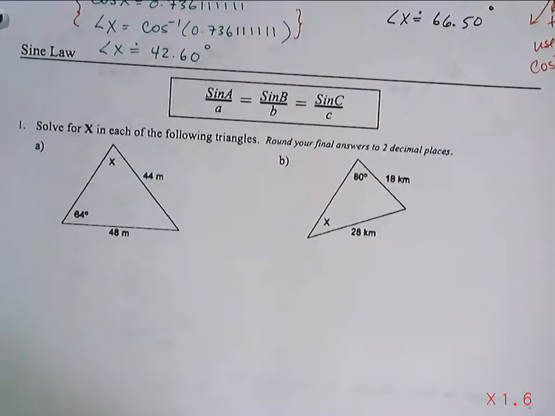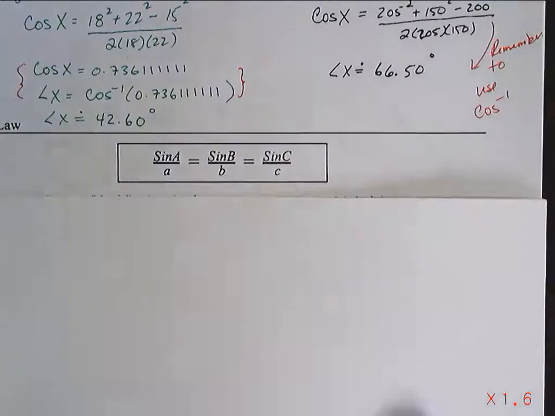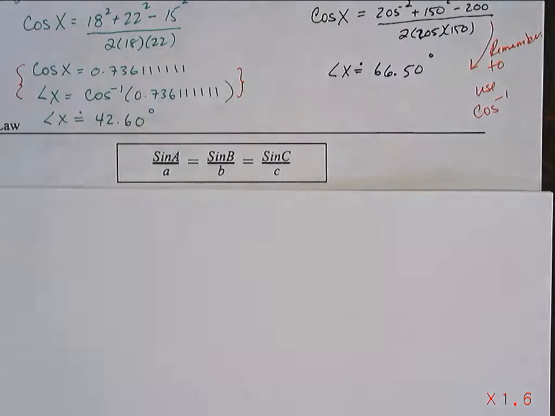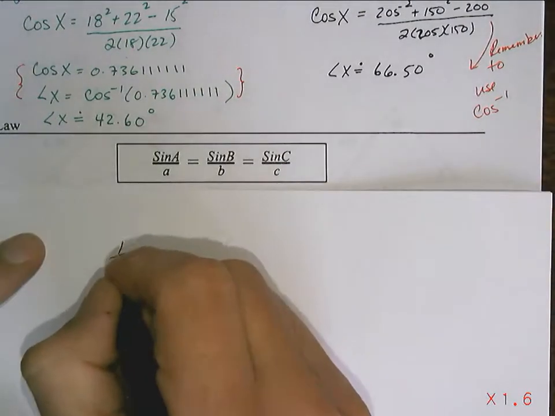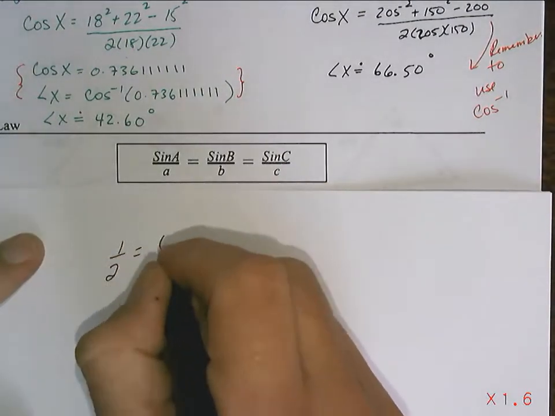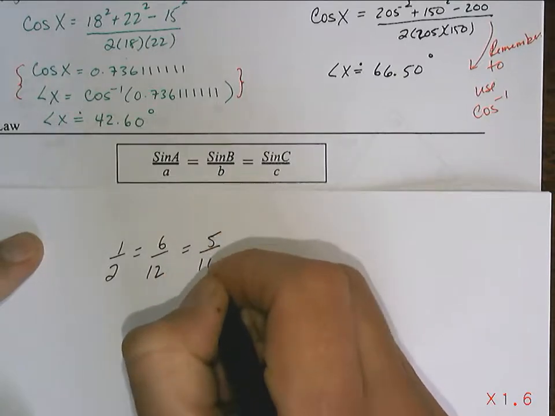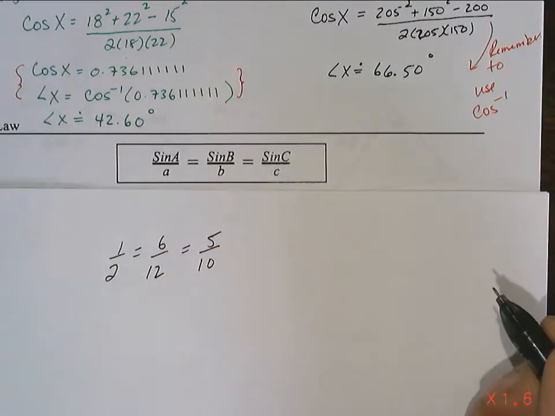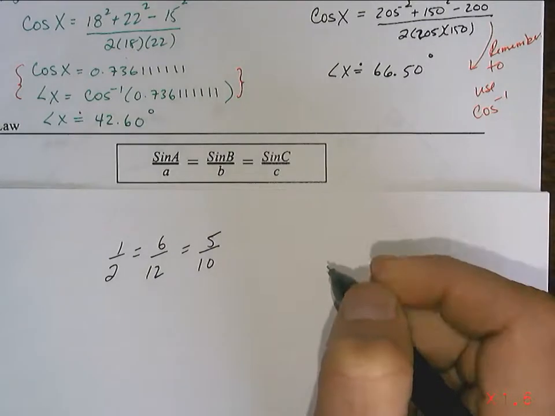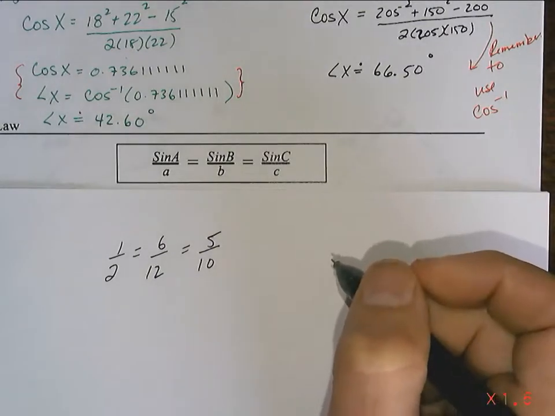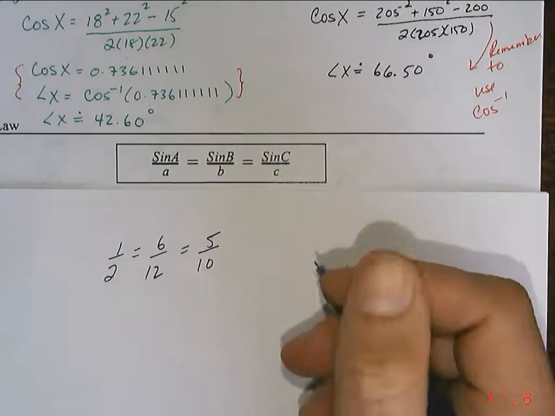Hello, ladies and gentlemen. So let's take a look at the sine law when you're trying to find an angle. This is the relationship that we have here, and I'd like to show you something. Let's say I had 1/2. You would agree with me that it equals 6 divided by 12, and you would probably agree that it's the same as 5 divided by 10. All of these are the same fraction. They're the same decimal. They equal the same amount.